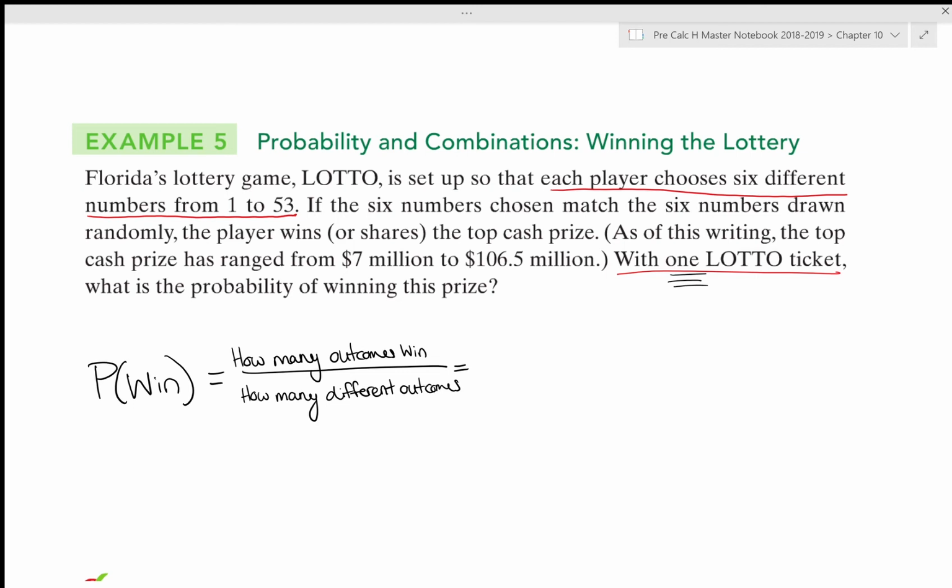So we got to think, in order to win, you need to know how many outcomes win. Well, you're picking 6 different numbers, right? And the order doesn't matter. As long as you have those 6 numbers, you're going to win. Okay? So you only have one outcome that's going to win. All right? And you also only bought one ticket, so you only have one in whatever chance. Now, what's the probability of winning this prize?